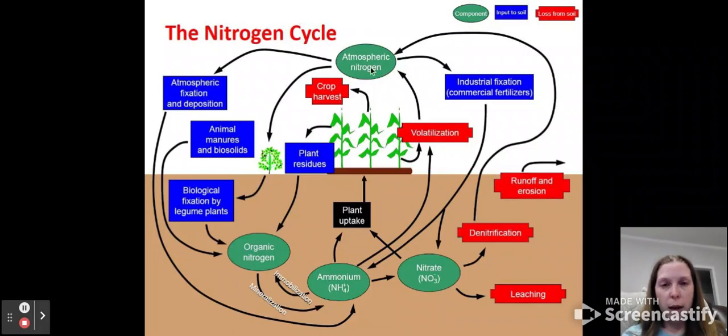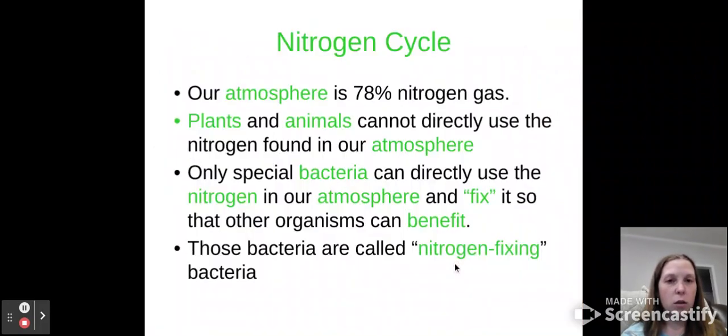From atmospheric nitrogen, we have fixation and deposition, and animal manures and biosolids will all end up getting nitrogen back into the soil. And then we've got biological fixation by legume plants, think peanuts, things like that. That'll get us nitrogen in the soil, and that organic nitrogen could become ammonium or nitrates, which will then get taken up by the plants. They can also get leached out. We've got denitrification, runoff from erosion, and industrial fixation. So fertilizers will also pull atmospheric nitrogen out and put it back in the soil as well.